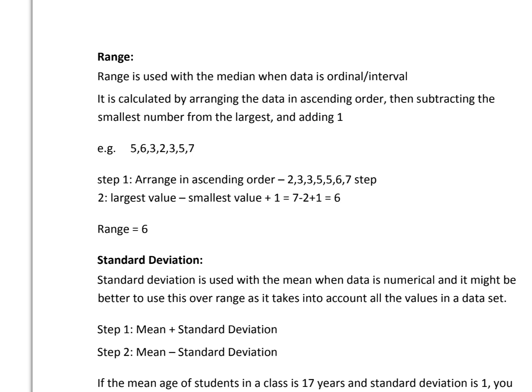Now, range is used with the median when data is ordinal or in intervals. So we know median is used when data is ordinal. Range is used with the median. It's used in conjunction with the median, which is why for range, we also use data which is ordinal or interval. Now, what is a measure of spread?